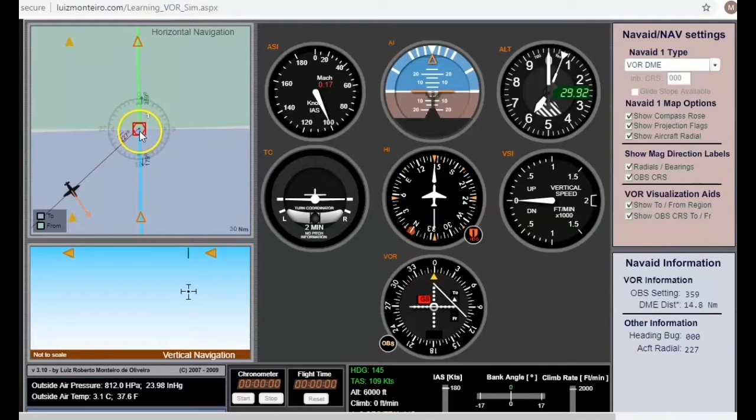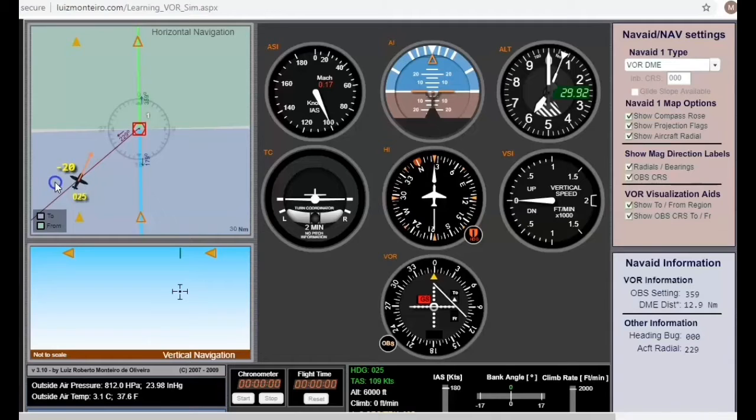Now radials are always named in the direction that they're located from the station. So if I was north of the station, I'd be located on the 360 degree radial. If I was over toward the east, this would be the 90 degree radial, the 180, the 270. Where we started, we are somewhere on approximately the 230 degree radial, southwest of the station. Now, the VOR receiver doesn't care which way the airplane is facing.